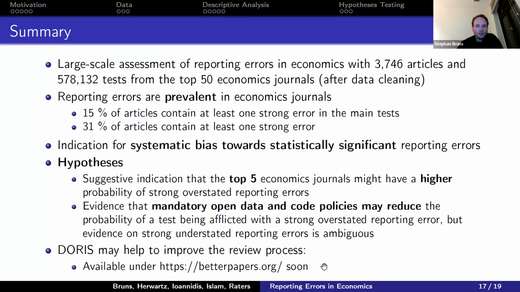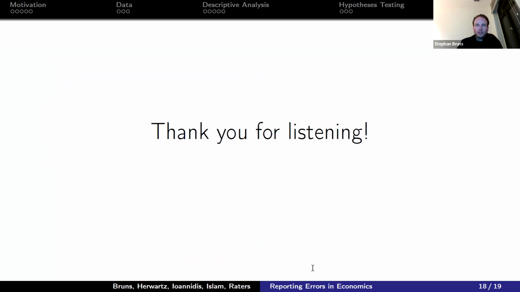So with DORIS, what we currently do is implement it at betterpapers.org. This is ongoing, so it's not finished yet. The idea is to provide this tool for authors and reviewers in economics. Basically, everybody can put his or her paper on the web page, and then it shows where potential reporting errors are. I think this can be very helpful for authors, but also for reviewers, and one can use this to resolve the reporting errors. Okay, thank you very much.